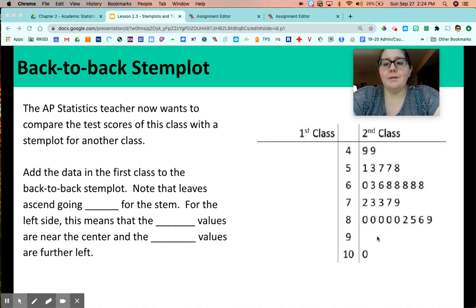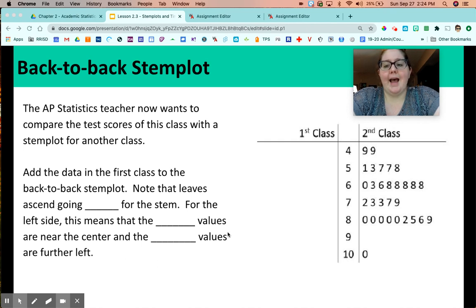So to make a back-to-back stem plot, we have one set of stems in the middle, so 40s, 50s, 60s, 70s, 80s, 90s, 100s. And then this is the second class, so I can see in that second class there's a 49, another 49, a 51, a 53, etc. There's only one 100, and there were no 90s in that class.